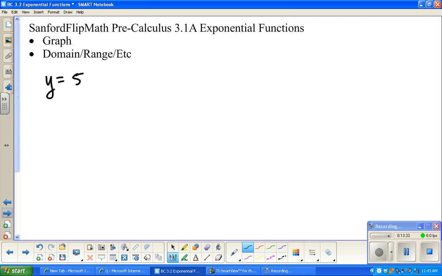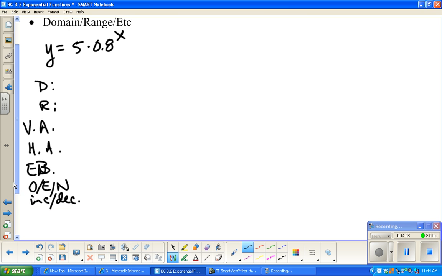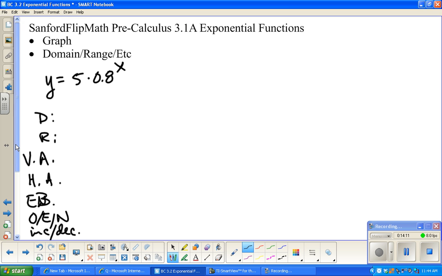So y equals 5 times, let's do 0.8 to the x. Now what I'm going to do, I like domain, range, any asymptotes, vertical asymptotes, horizontal asymptotes, end behavior, odd, even, neither. I don't think that's really an issue here. I don't remember what else I need on this list. Oh, increasing, decreasing. And we'll do a little graph. So this list should look fairly familiar.